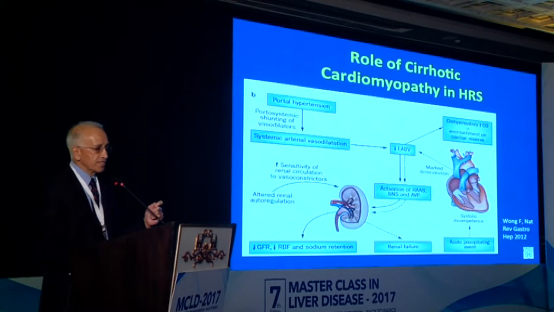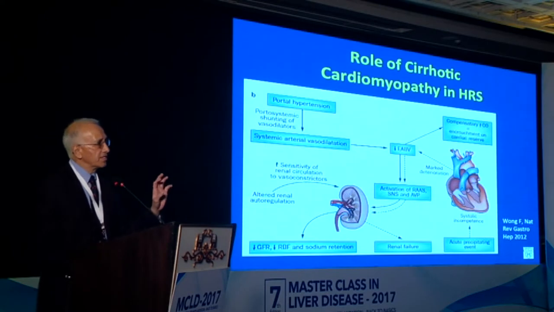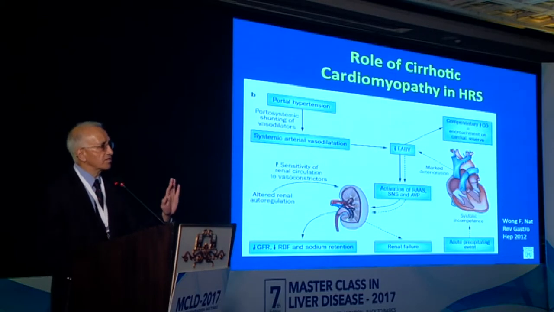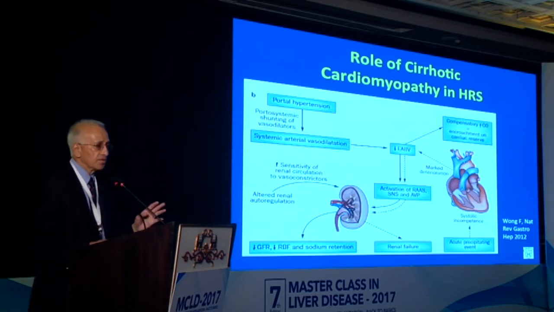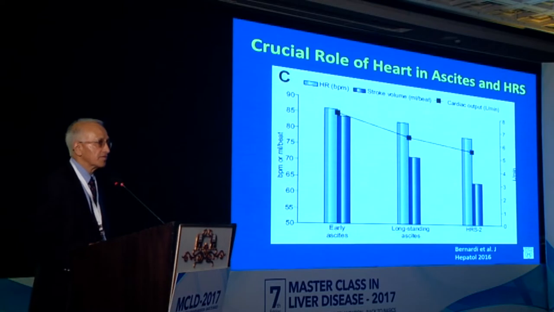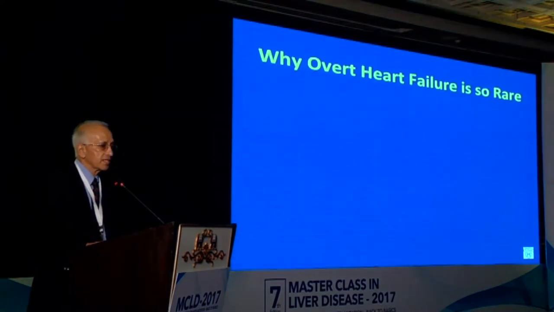Last talk was on hepatorenal syndrome, and if you look at our current understanding of hepatorenal syndrome, there's a decrease in the effective arterial blood volume because of vasodilatation, and traditionally we've not talked about the heart, because if you've got a decrease in the effective arterial blood volume, then the heart should kick in, and in these patients the heart does not kick in, and so there is a role for cirrhotic cardiomyopathy in hepatorenal syndrome. So to summarize the cardiac changes in early ascites versus long-standing ascites and hepatorenal syndrome, there's a decrease in the heart rate, there's a decrease in the stroke volume, and ultimately there's a decrease in the cardiac output.